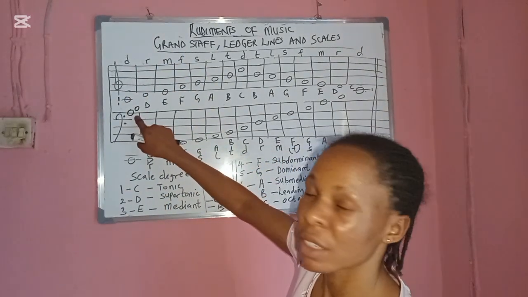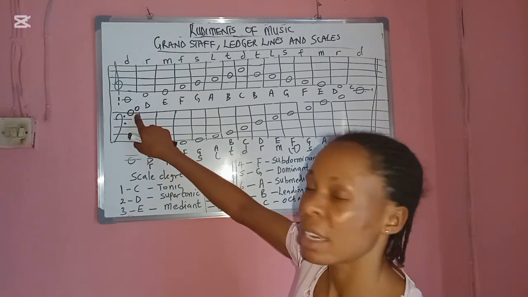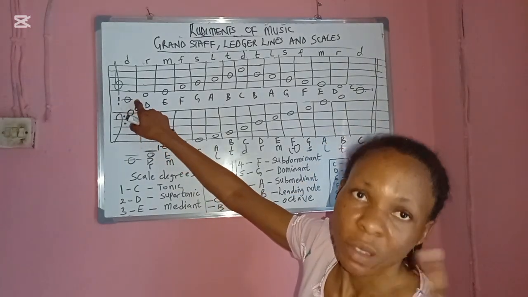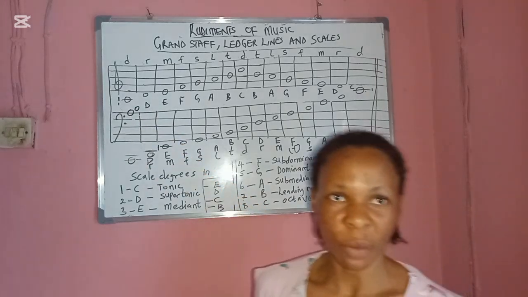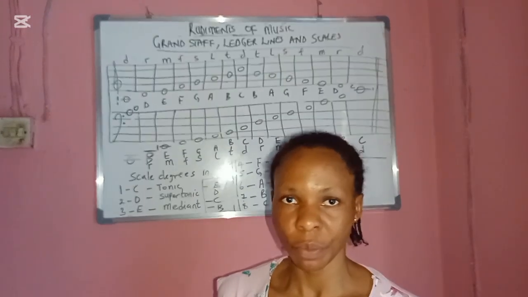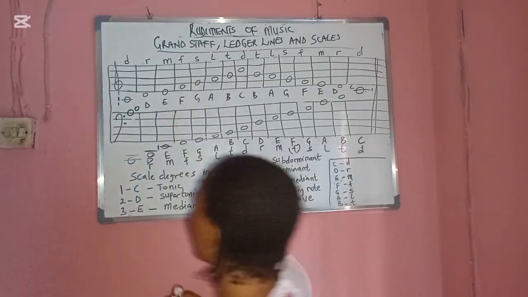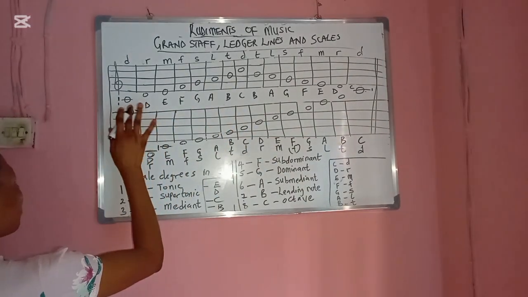If A is this last fifth line in bass clef and the space is B, the first ledger line now will be C. So you see how we reach our ledger lines now. It's as simple as that. And you can add as many as you want. For instance, I can choose to add.